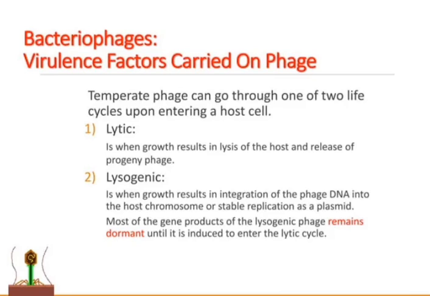Temperate phage can go through one of two life cycles upon entering the host cell. One is lytic, when growth results in the lysis of the host and the release of progeny phage. The other is lysogeny, when growth results in the integration of the phage DNA into the host chromosome or stable replication as a plasmid. Most of the gene products of the lysogenic phage remain dormant until it is induced to enter the lytic cycle.